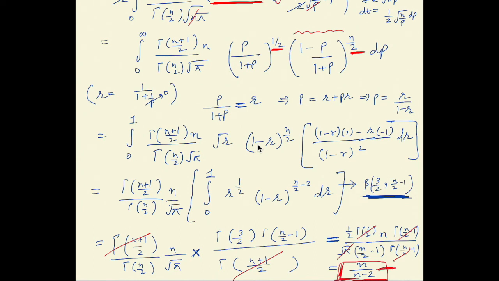Hooray! I know it was a lot of hard work and a lot of mess, but we finally reached our expression for the variance of T distribution with n degrees of freedom.